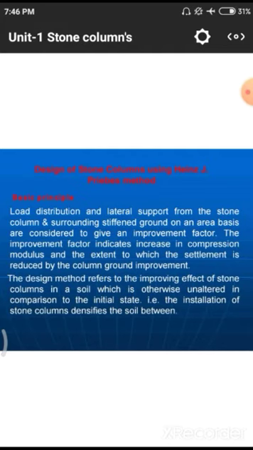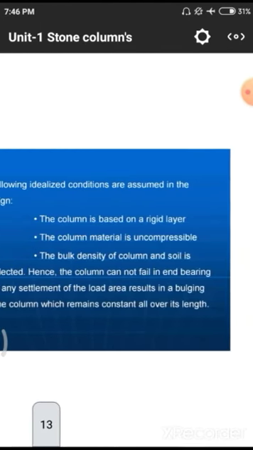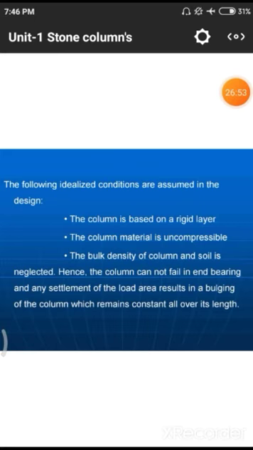The design method refers to the ground effects of stone columns in a soil which is otherwise unaltered in comparison to the initial state. The installation of the stone columns densifies the soil between different strata. The following idealized conditions are assumed in the design. That means we need to assume some points. First one is the column is based on a rigid layer. That means there is some amount of rigidity such that there will be no deflection or distribution of load to the layers below. That is called a rigid layer.